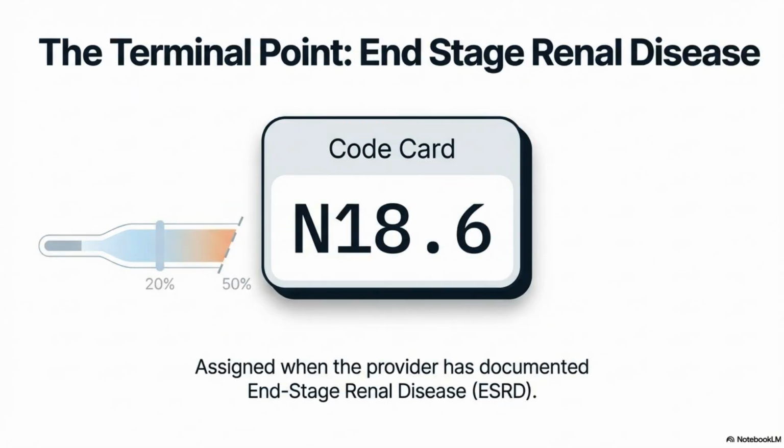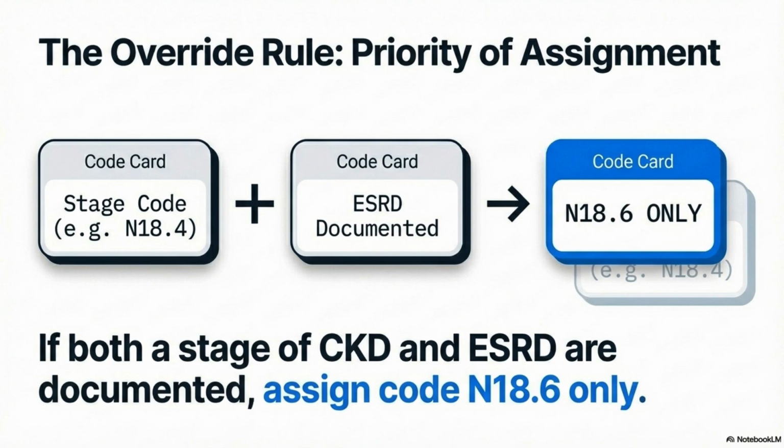Now let's talk about the terminal point of the severity spectrum, end-stage renal disease, coded as N18.6. Clinically, ESRD means the kidneys have lost nearly all function, and the patient requires dialysis or a transplant to survive. If the provider documents ESRD, you assign N18.6, no additional stage code is needed. Here's the key rule: if both the CKD stage and ESRD are documented, you only assign diagnosis code N18.6. The ESRD code overrides the stage code because it represents the highest level of severity.